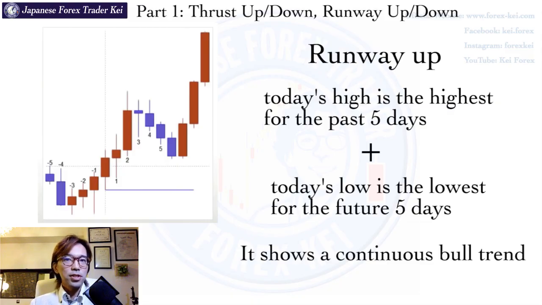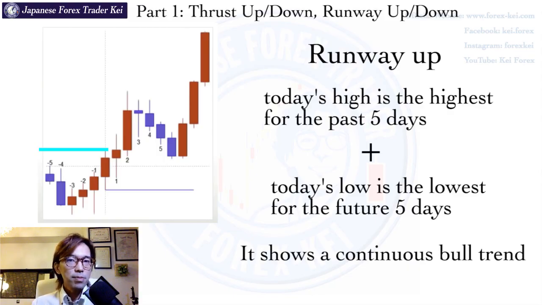On this chart, look at this vertical line here and think of this candle as today's candle. This is a candlestick that was a runway up. When you look at this candle closely, its high is at this price level, and this high is higher than the previous highs for the past 5 days, or the past 5 candlesticks. In other words, the price broke the recent high for the past 5 days upwards on this candlestick.